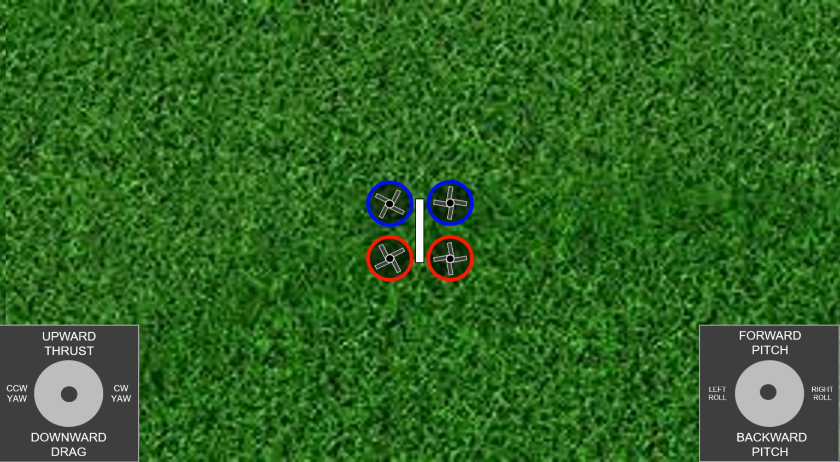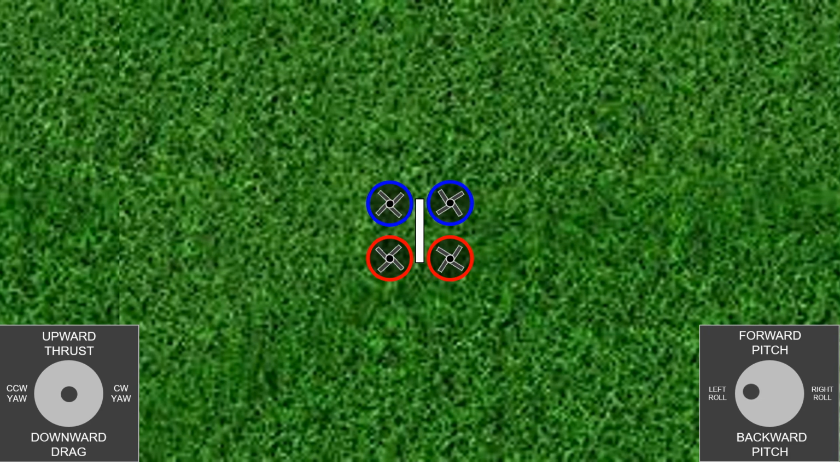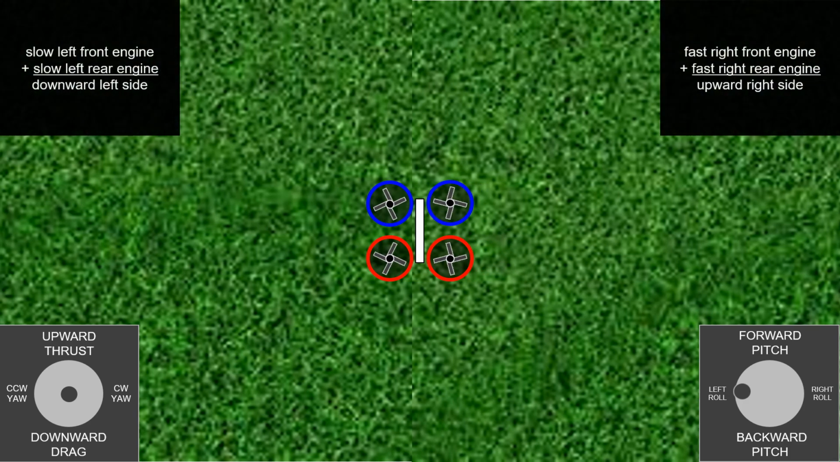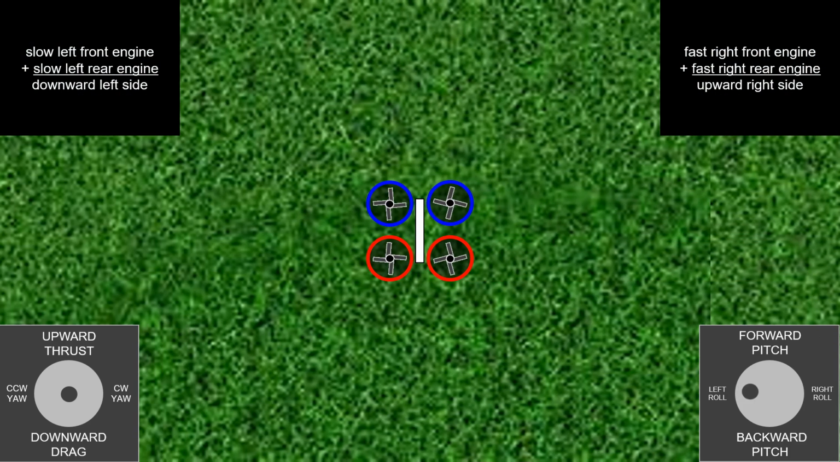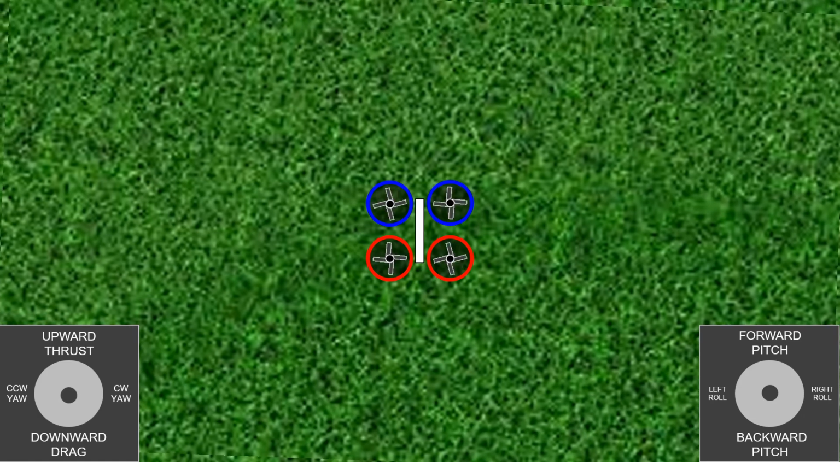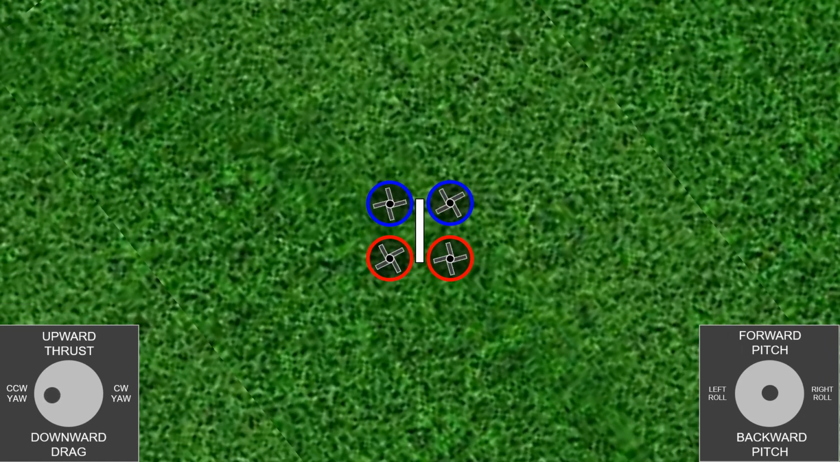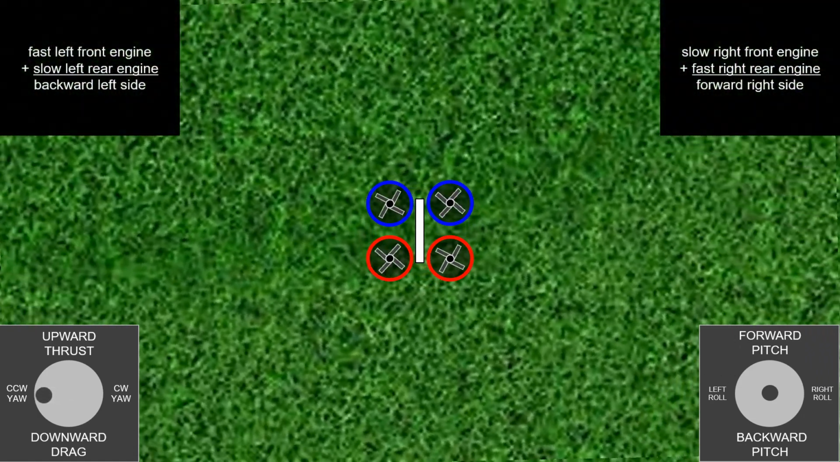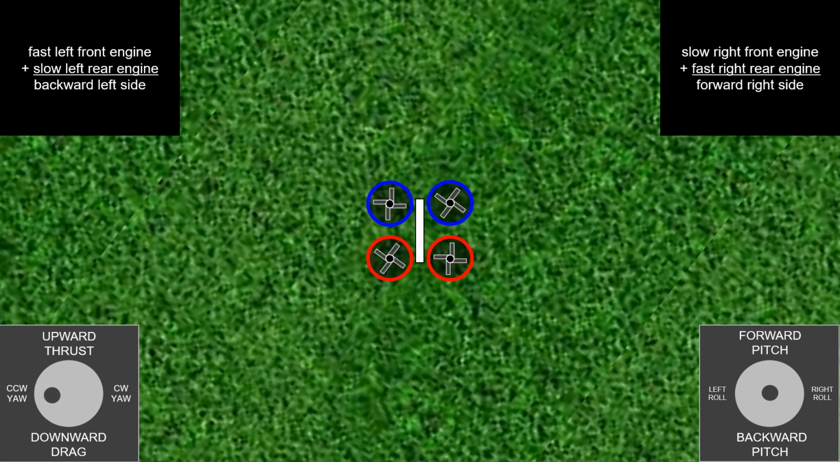For the quadcopter to move leftward, the right side propellers have to spin faster than the ones on the left side. For the quadcopter to turn left, the counterclockwise propellers have to spin faster than the clockwise ones.